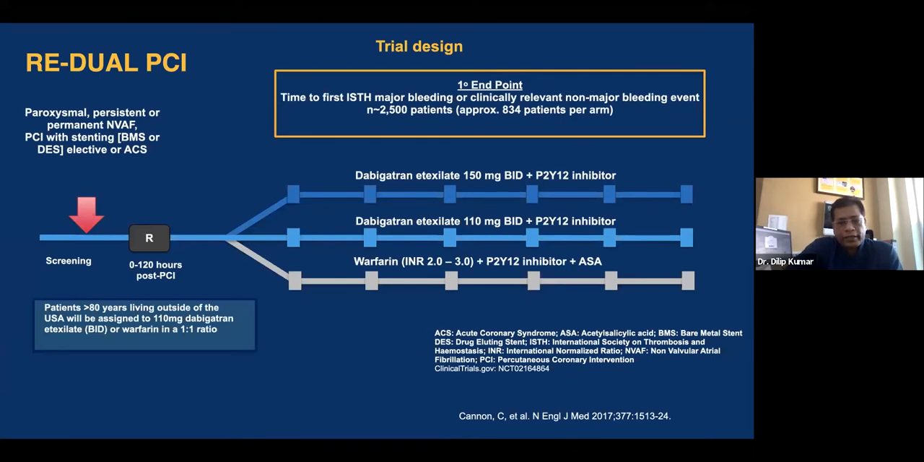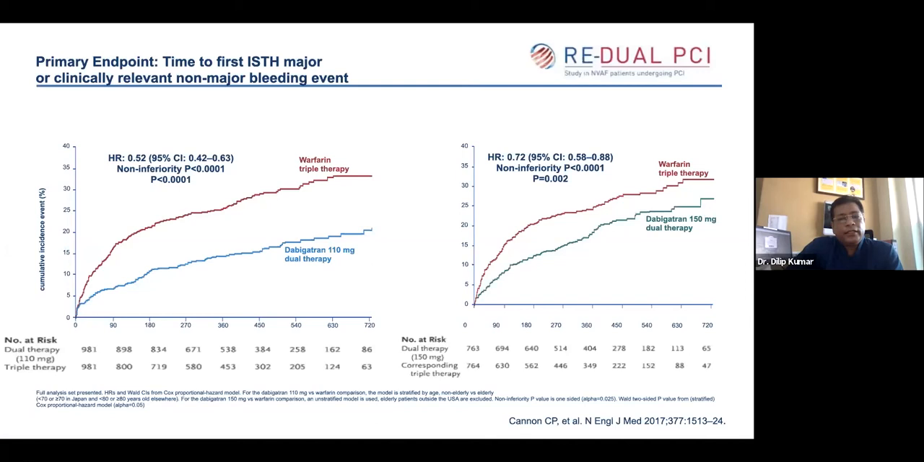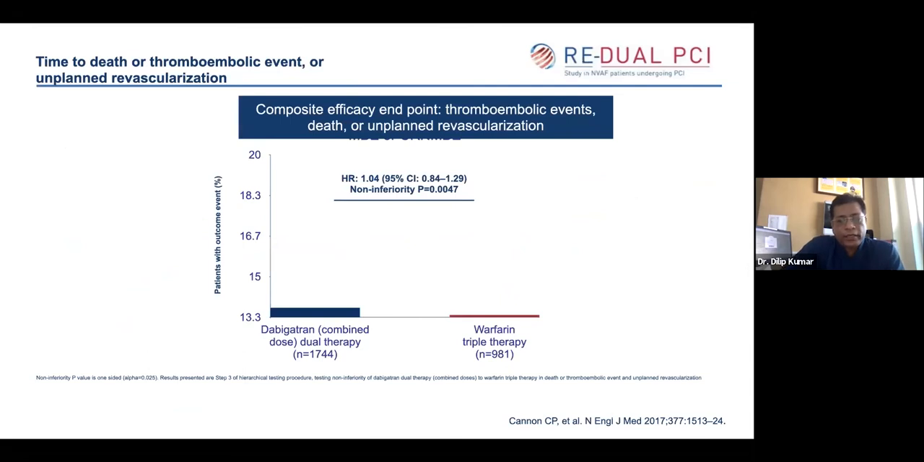The third trial which came, RE-DUAL PCI, was a little larger trial. It enrolled 2,500 patients. Here dabigatran full dose, 150 mg twice daily, was given with a P2Y12 inhibitor, and a smaller group of patients was given dabigatran etexilate 110 mg BD with a P2Y12 inhibitor. It was compared with the usual triple therapy, where aspirin was given up to 1 month in patients with a bare metal stent, and 3 months where drug-eluting stents were used. This trial also showed that both doses of dabigatran gave lesser bleeding. Dual therapy gave lesser bleeding than triple therapy, and there was no increase in ischemic events.